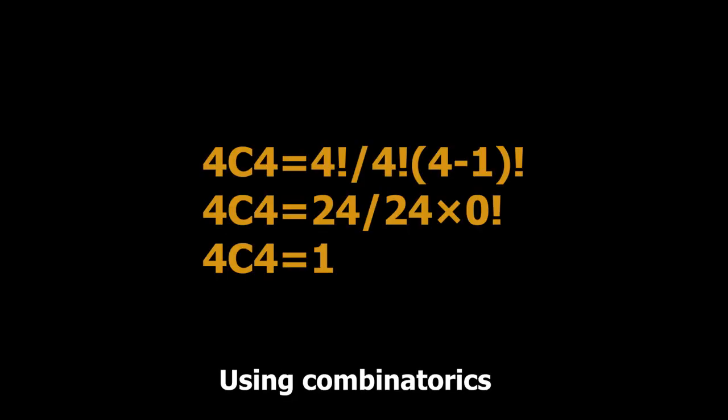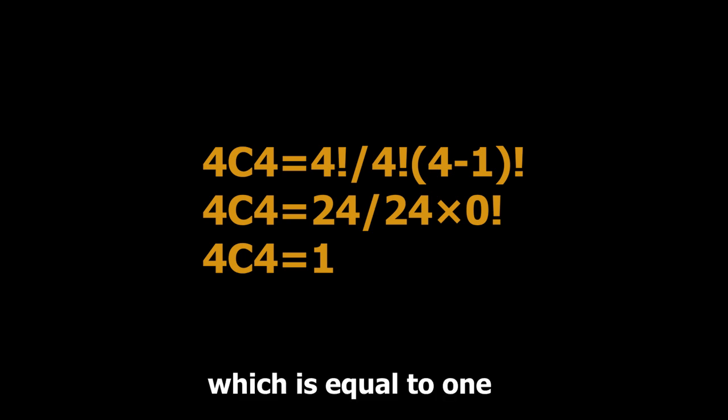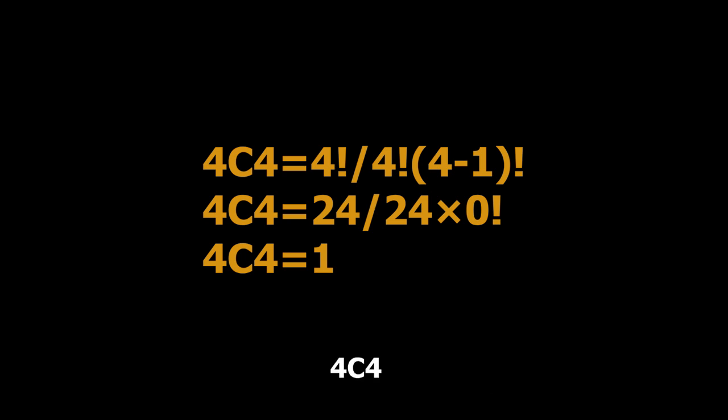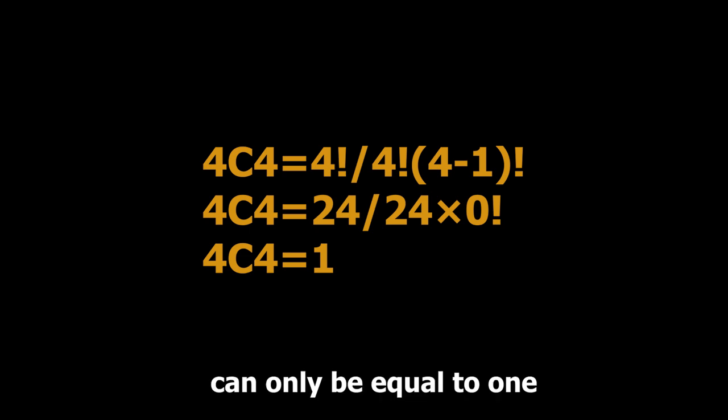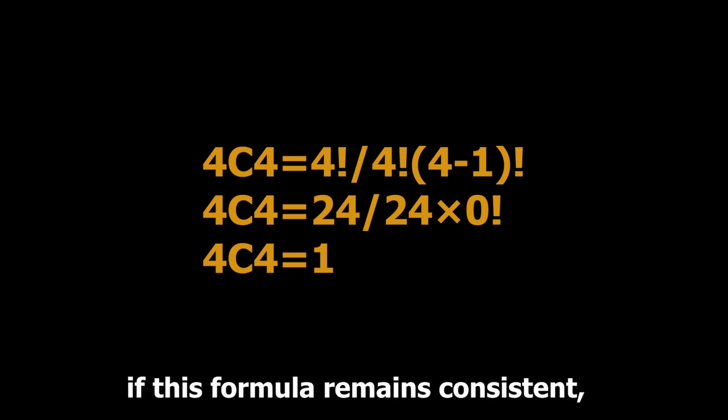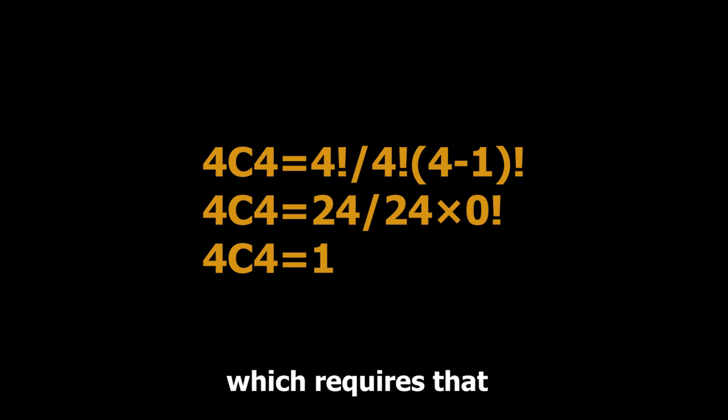Using combinatorics, 4 combination 4 equals 4 factorial divided by 4 factorial times (4 minus 4) factorial, which is equal to 1. 4 combination 4 can only be equal to 1 if this formula remains consistent, which requires that 0 factorial equals 1.